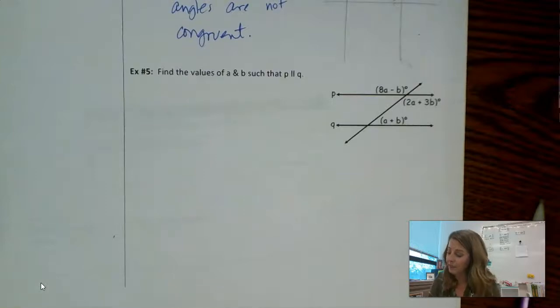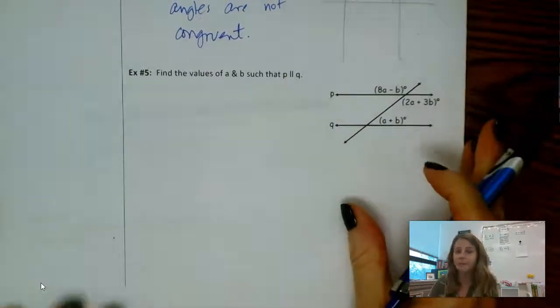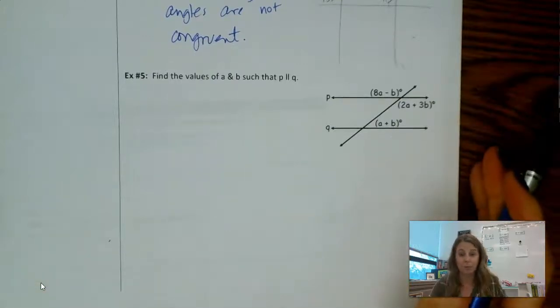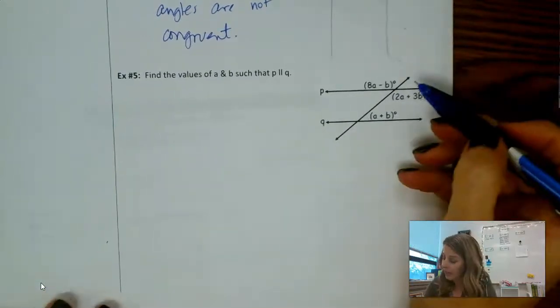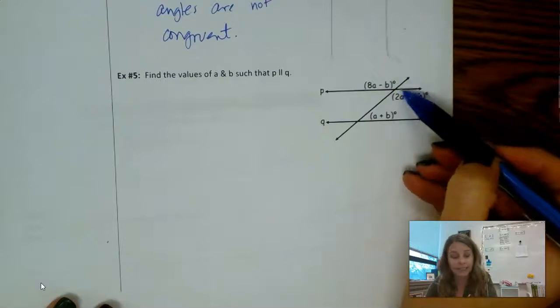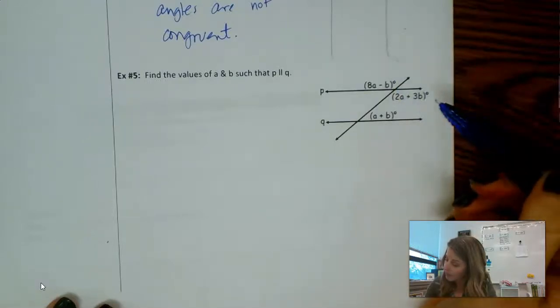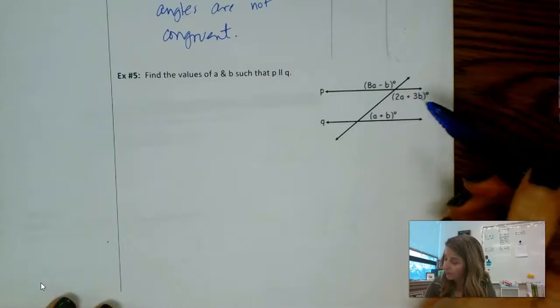Okay, let's find the values of A and B such that P is parallel to Q. So I'm trying to force P parallel to Q by thinking about what things could be equal. All right, so I have vertical angles I see here. Okay, those are equal. What else do I know?